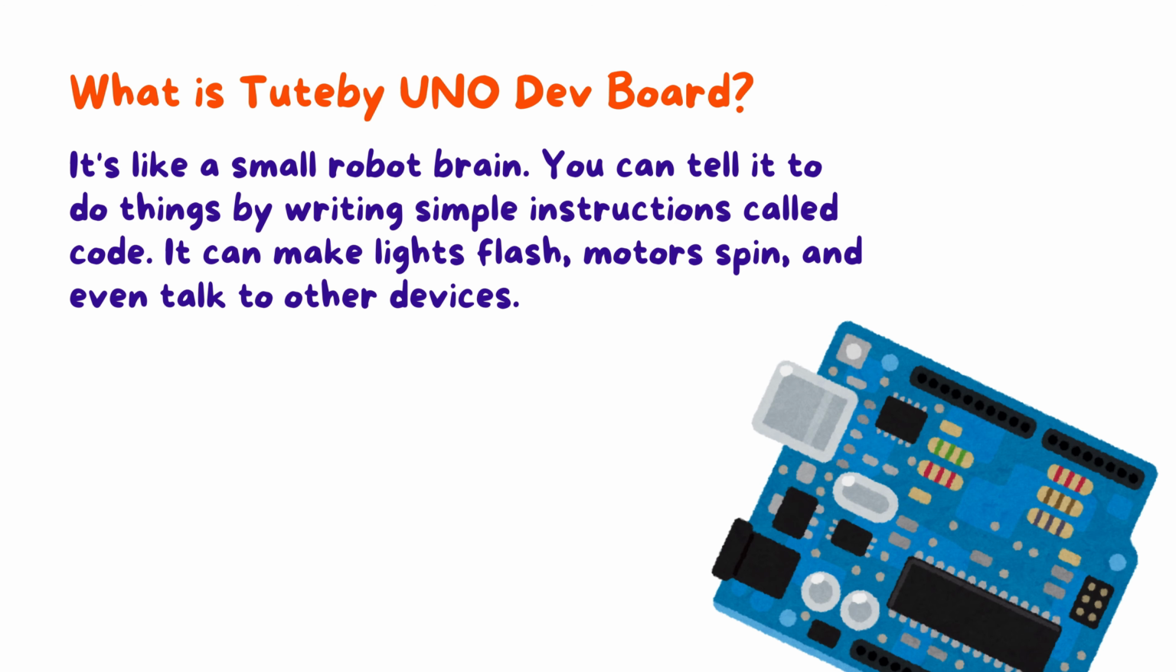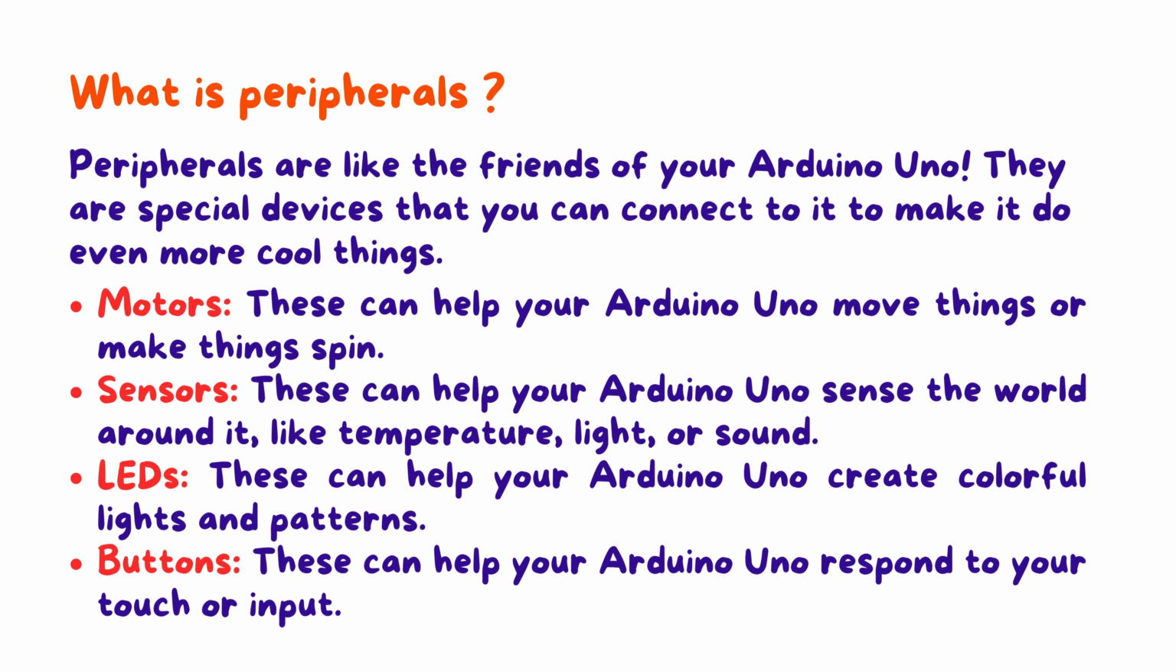Now the next doubt is, what are peripherals? Peripherals are like the friends of your Arduino UNO. They are special devices that you can connect to it to make it do even more cool things. For example, motors. These can help your Arduino UNO move things or make things spin. Sensors. These can help your Arduino UNO sense the world around it, like temperature, light, or sound. LEDs. These can help your Arduino UNO create colorful lights and patterns. Buttons. These can help your Arduino UNO respond to your touch or input.